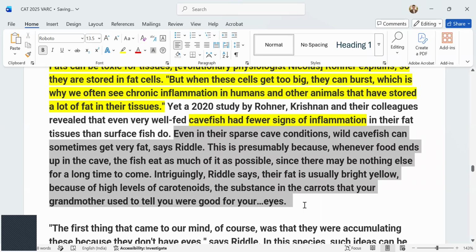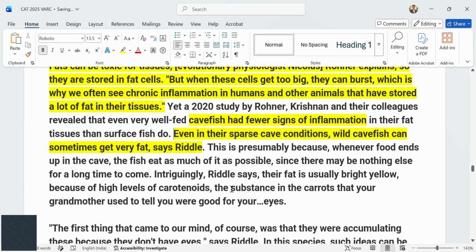Even in their sparse cave conditions, wild cave fishes can sometimes get very fat. Even if the conditions are sparse, they get very fat sometimes. कभी कभी बहुत fat हो जाती है ये fish. This is presumably because whenever food ends up in the cave, the fish eat as much as possible. जब भी food available होता है तो ये लोग relentlessly these fishes will eat and thus they will get fat.